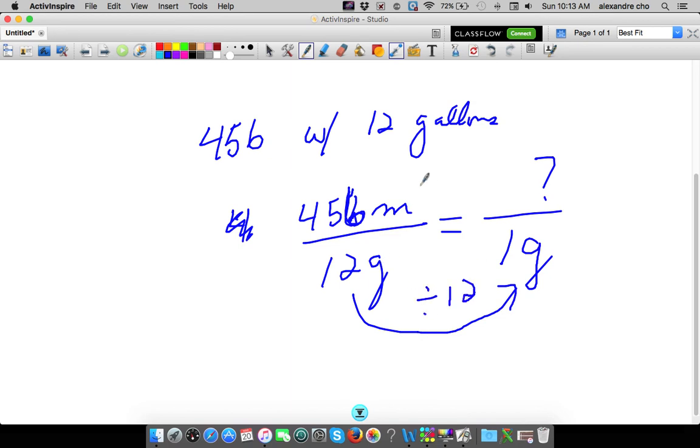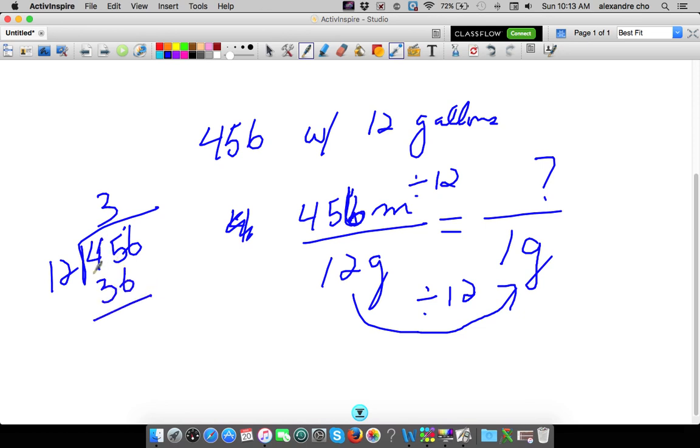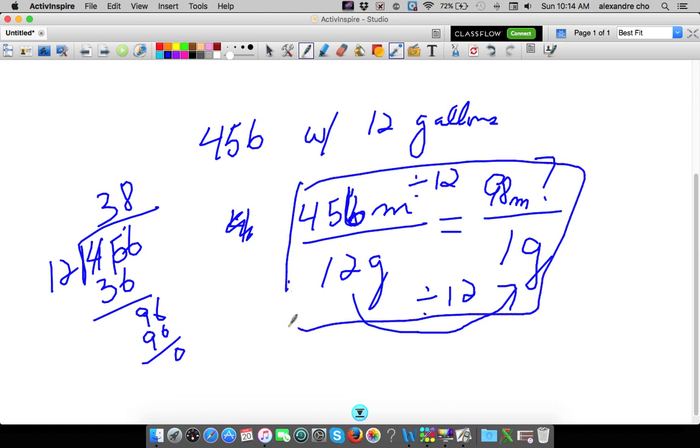Divide by 12. I want to divide the top by 12. 456 divided by 12: 3, carry the 1, 36. Borrow, 15, 6, 96, and that looks like an 8. So 98. What? 98 miles? Wow, nice car. 1 gallon, 98 miles. Really? But set up a proportion here. That would probably be nice and easy for you guys because you've done tons of these. Okay, so that's day 6.